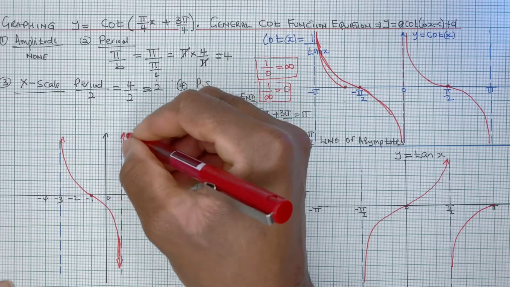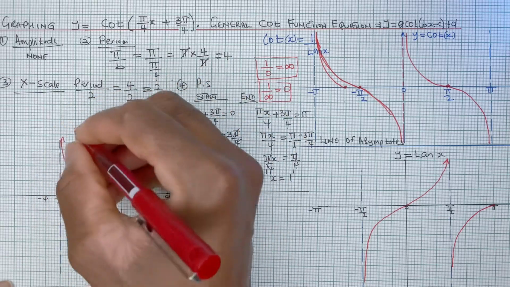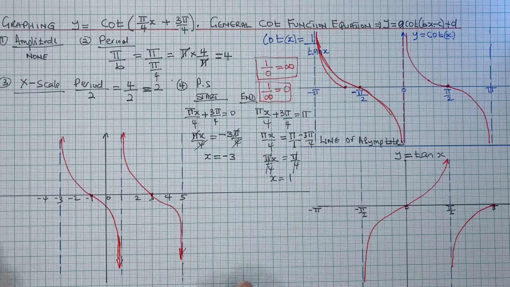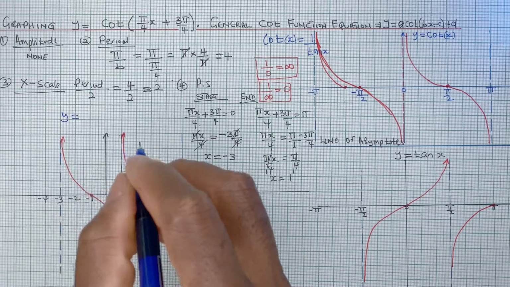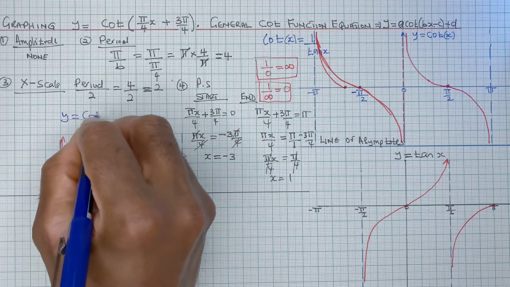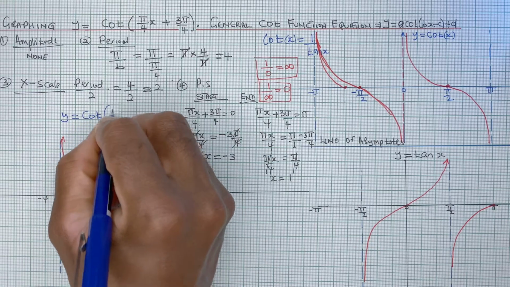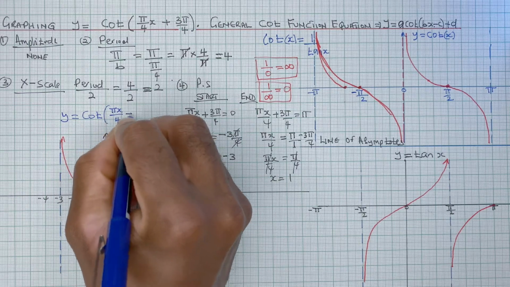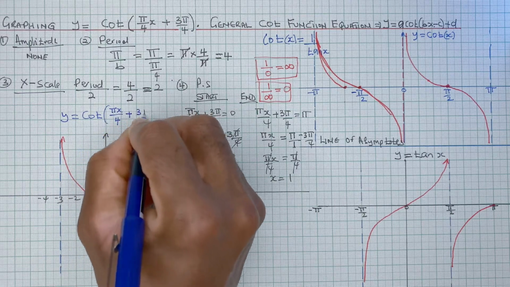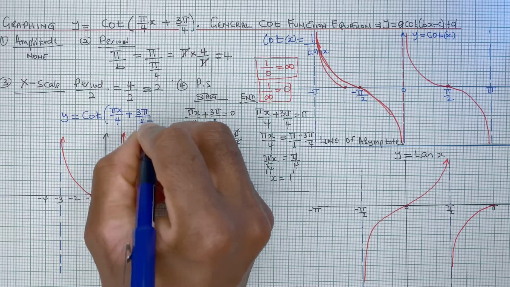So that goes all the way to positive infinity, that goes to negative infinity, and that's the sketch of the graph. So this is for y equals cot of pi x over 4 plus 3 pi over 4.